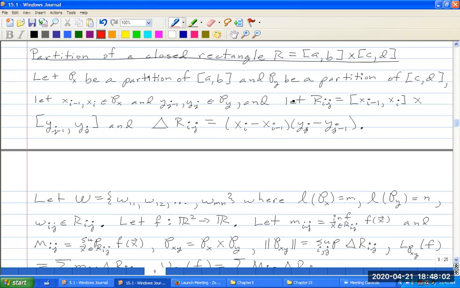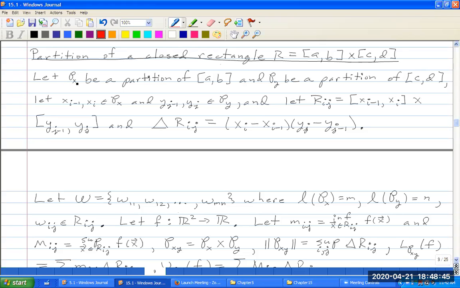Okay, so that was a review of what you did back in Calculus 1. Now let's try to extend this idea from one variable to two variables, and then extend it to n variables. So, a partition of a closed rectangle R, which consists of the Cartesian product of the closed interval AB with the closed interval CD.